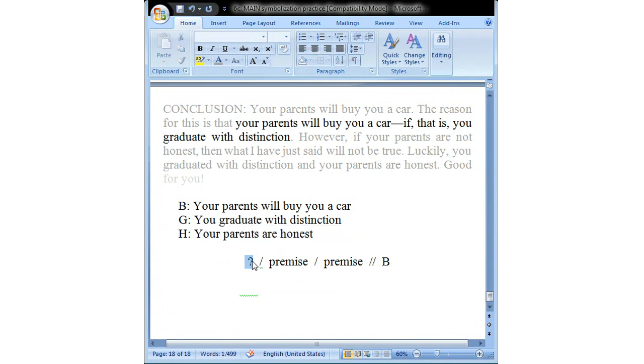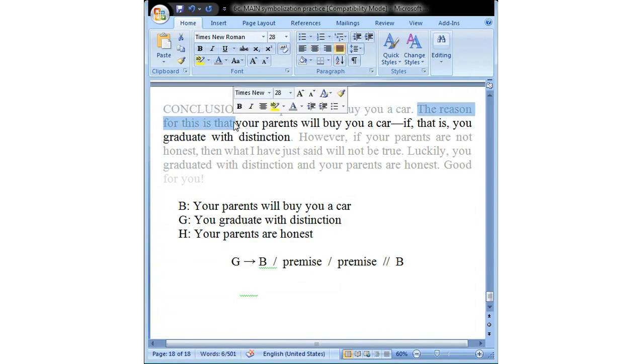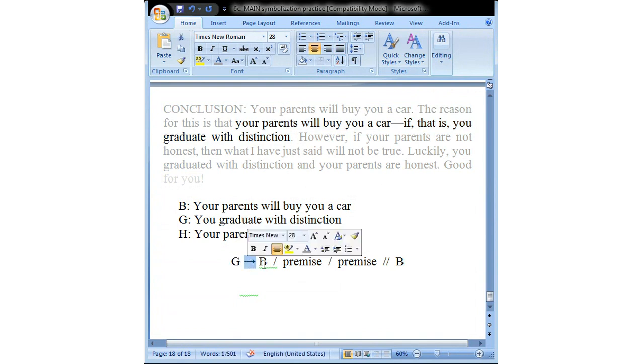That's right. If you graduate with distinction, then your parents will buy you a car, right? If G, then B, that's our first premise. Full stop. And here, note, the reason for this is that's announcing that we have premises, but that's not part of the premise itself, so you can trim that out. That's our first premise. If G, then B. So if you graduate with distinction, then they buy you a car. It's not if B, then G. It's if G, then B. Is that first premise? Let's take it step by step.